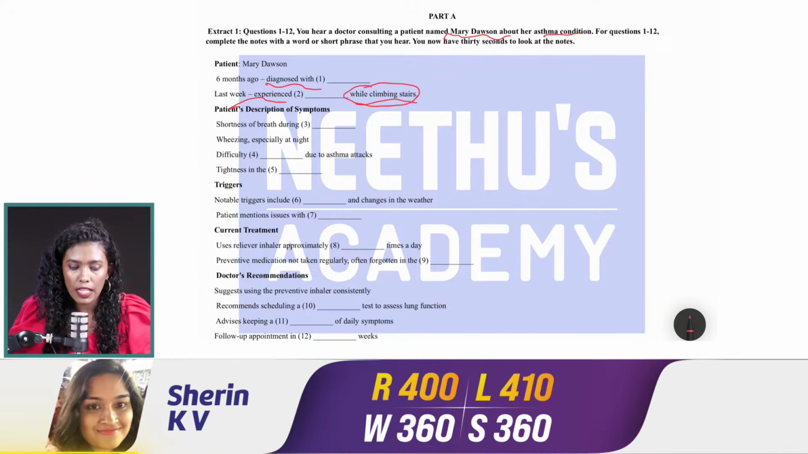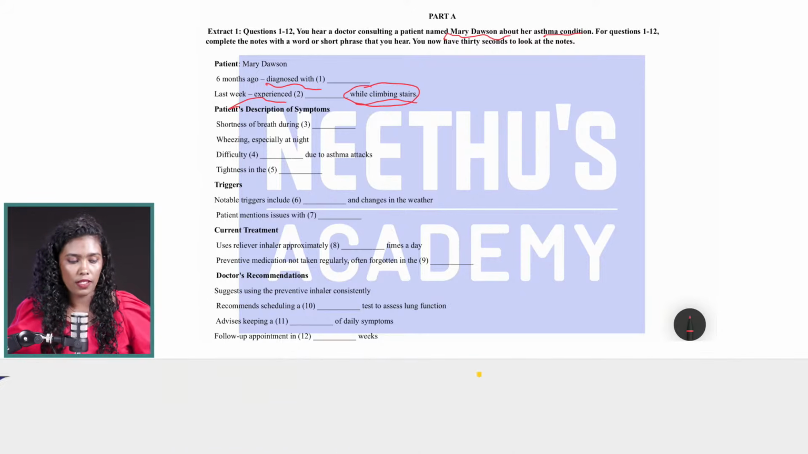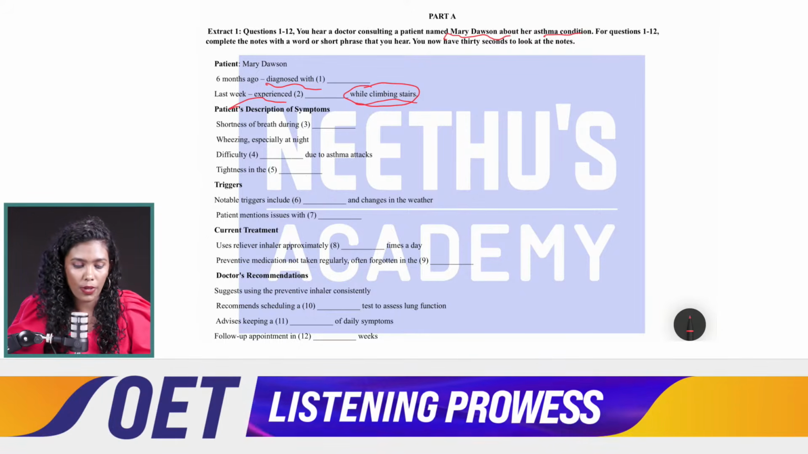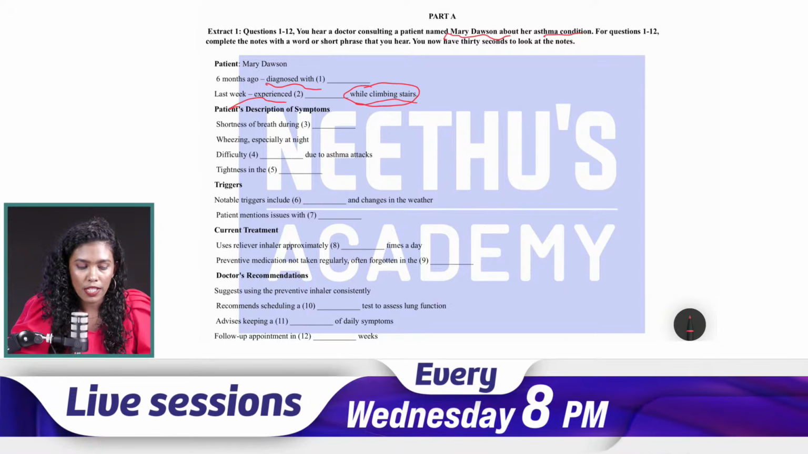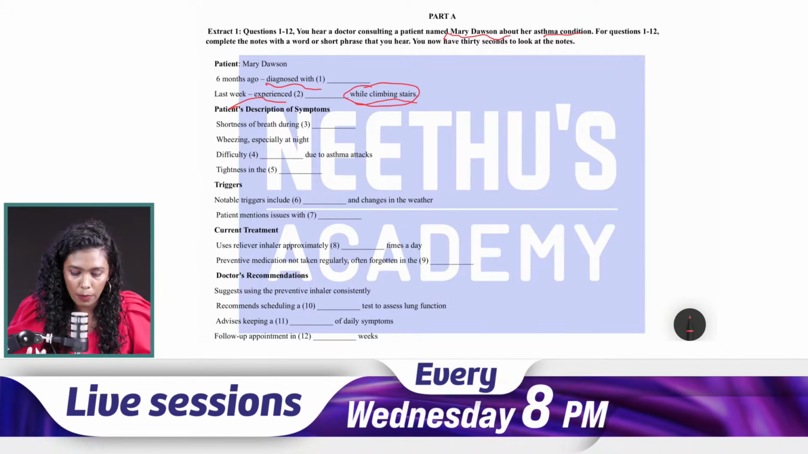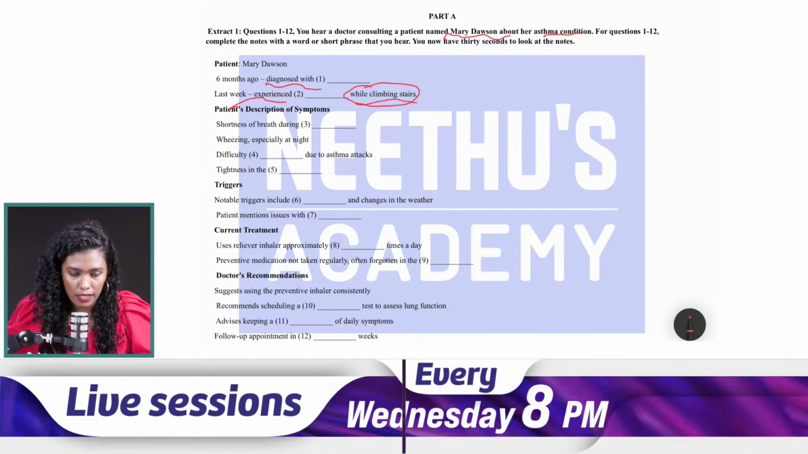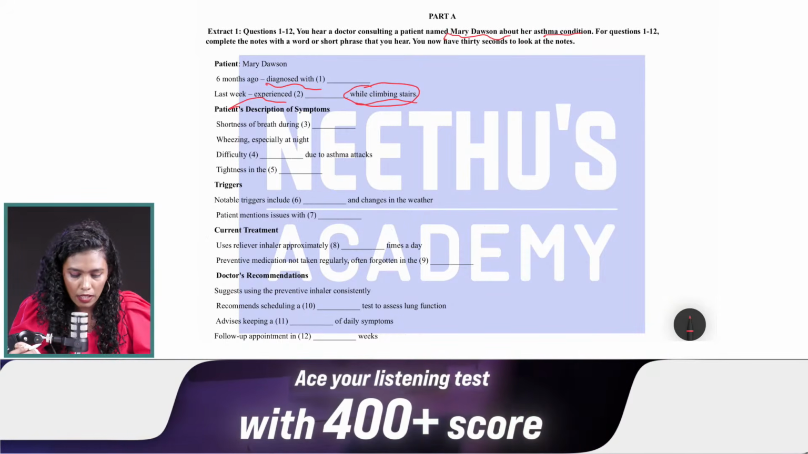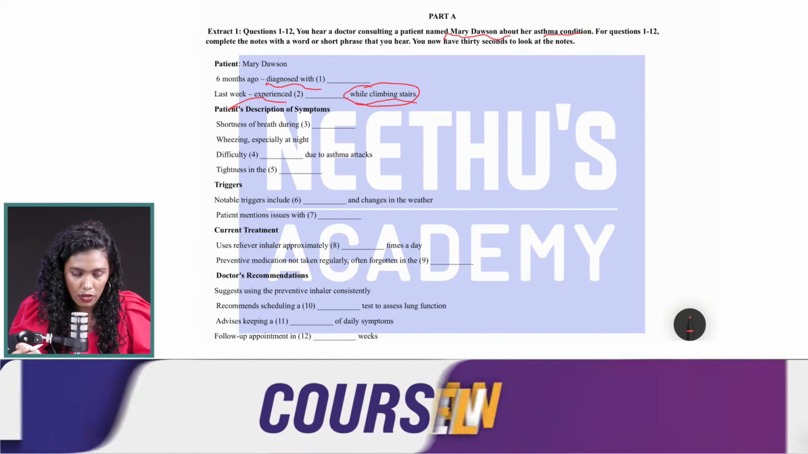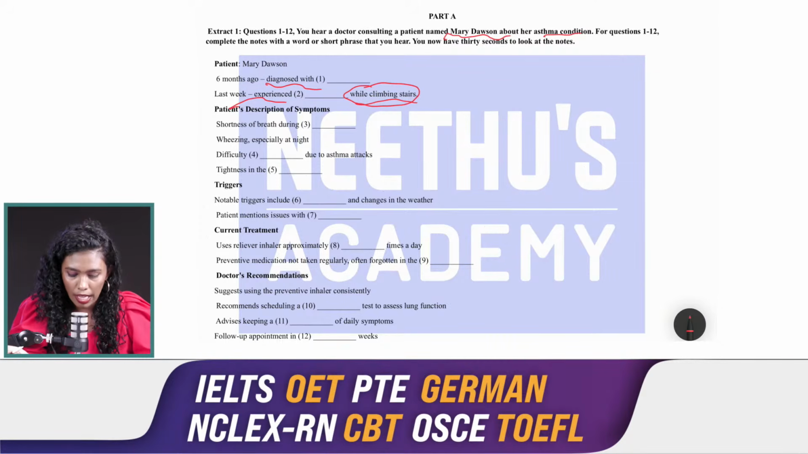So what is the physical activity which is happening in this question number 2? What is the physical activity here? In question number 2, what is the physical activity? Yes, Sonia, symptoms. While climbing stairs, the patient is experiencing some particular problem. So the word experience is there. So as you anticipate, what are the answers we can expect?